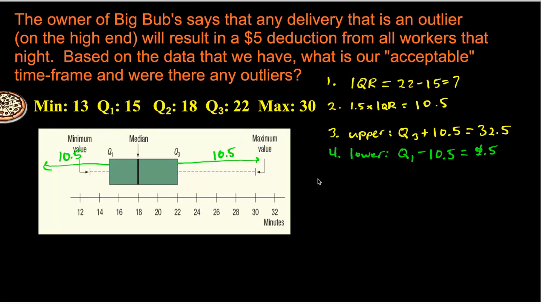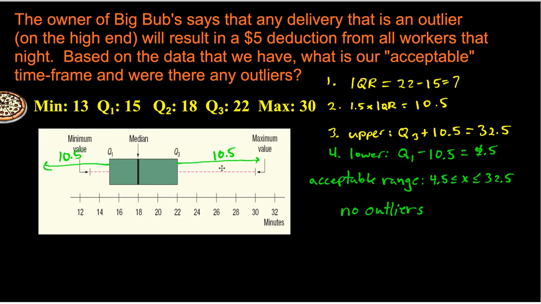Anyway, our acceptable range, the range over which we're not going to find outliers, is going to be all of our data values from our lower to our upper limits. So anything between 4.5 minutes and 32.5 minutes would not be considered an outlier. So when we look at our data values, our highest value is 30, so we would say clearly there are no outliers.